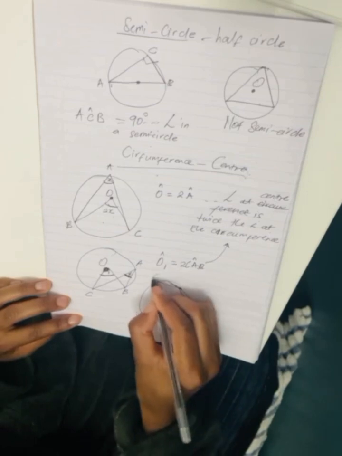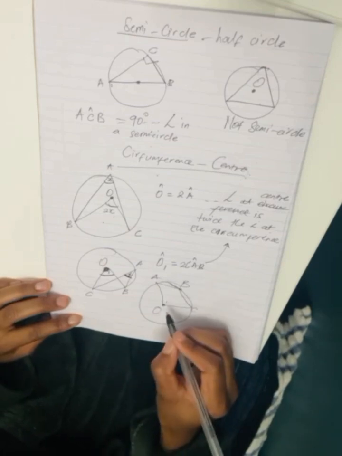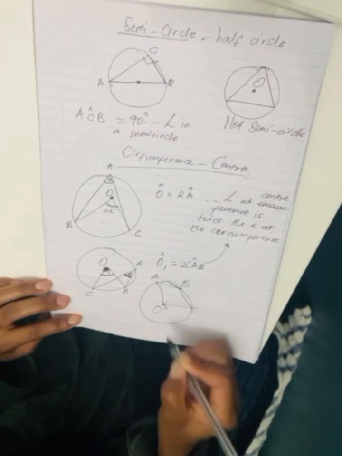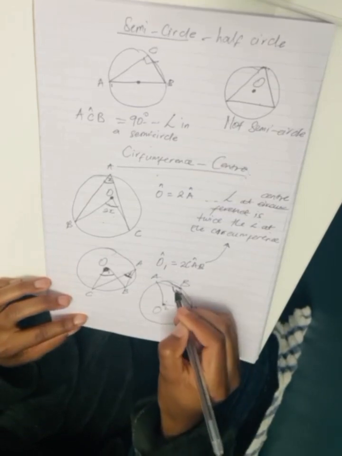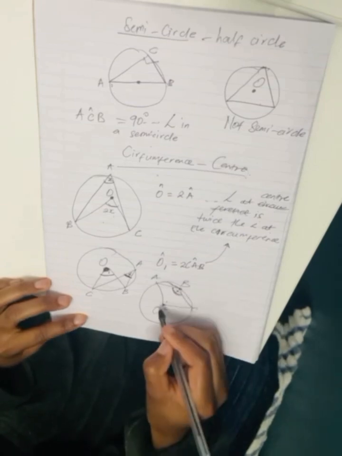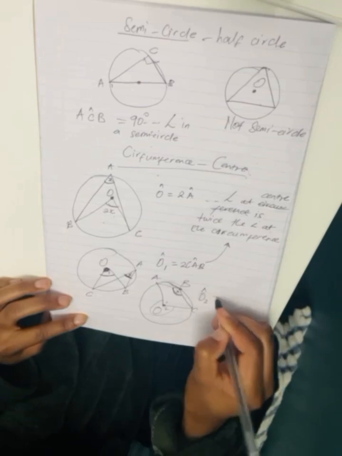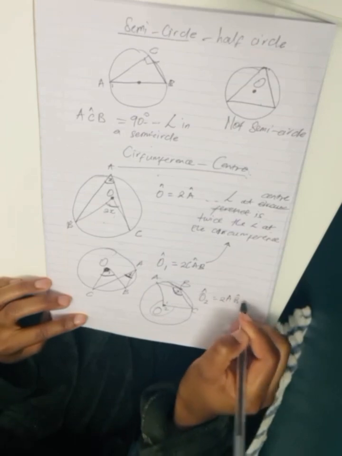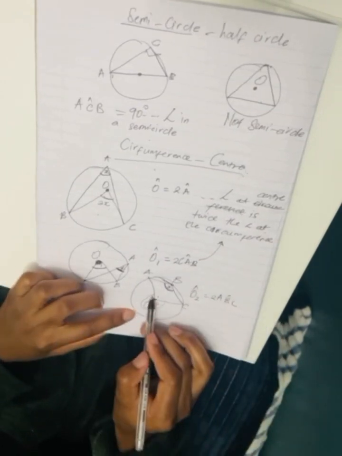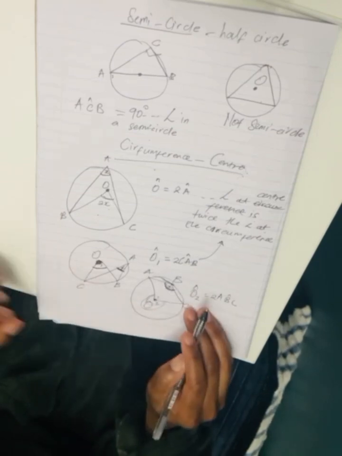So let's say you're given A, B, C, and O1 and O2. This angle here at B, let's say it's given to be x. And then they want angle O2. So angle O2 must be equal to 2 times angle ABC. Why? Because the angle at the center is twice the angle at the circumference.